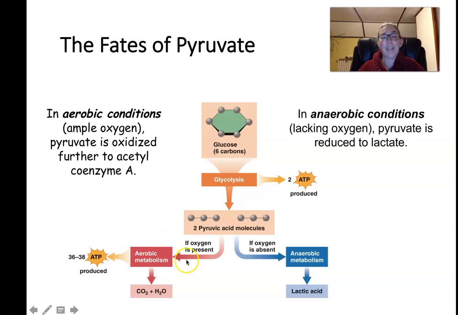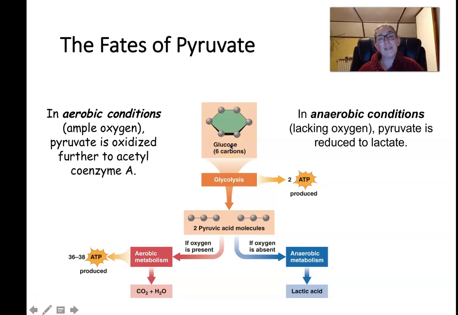It goes through the citric acid cycle. I guess I should say the citric acid cycle is aerobic metabolism. The citric acid cycle and the electron transport chain. So you'll see that we generate carbon dioxide in the citric acid cycle and water at the end of the electron transport chain. So those are byproducts of aerobic metabolism. We also generate a bunch of ATP, 36 to 38 ATPs for each glucose molecule.